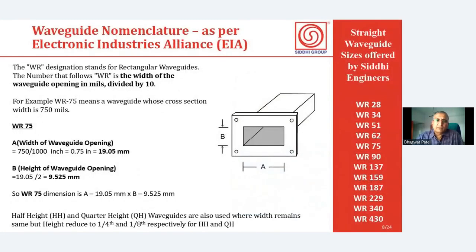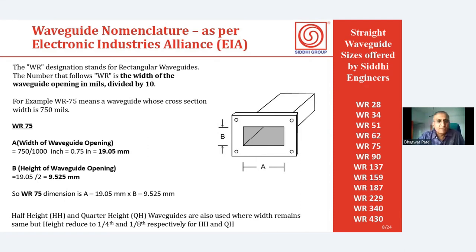Coming to the waveguide nomenclature, people who are in this line know better how a waveguide is identified and known to the industries and users. The Electronic Industries Alliance, EIA, has given this WR designation for rectangular waveguide. W stands for waveguide and R stands for rectangular. They have designated WR for rectangular waveguide, and then it is given the numbers.